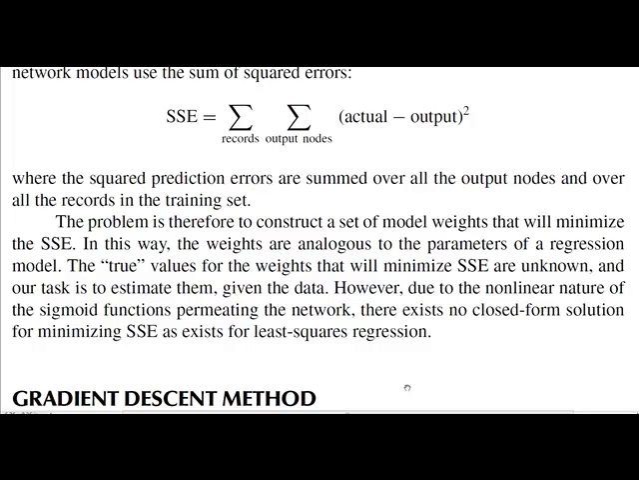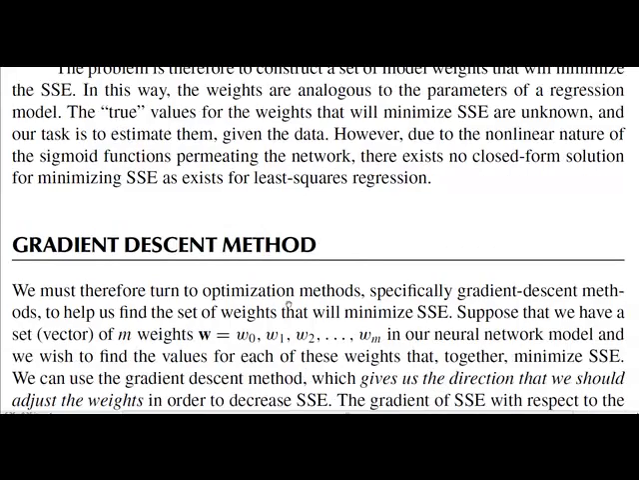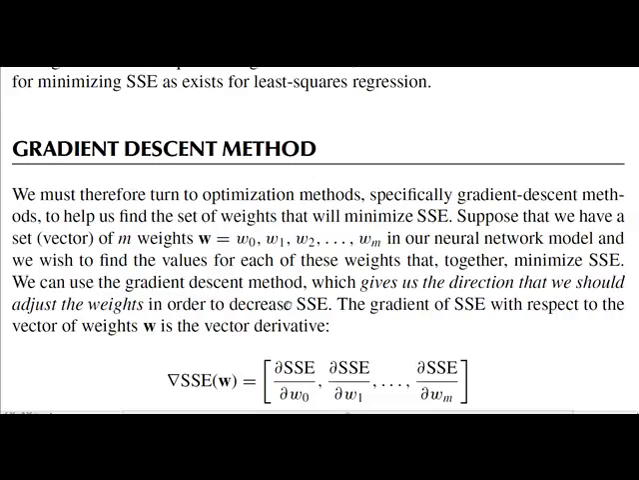However, due to the nonlinear nature of the sigmoid functions permeating the network, there exists no closed form solution for minimizing SSE as exists for least squares regression. In least squares regression, you can get the parameters given a set of data, but here you can't. So we turn to another method called the gradient descent method. We must therefore turn to optimization methods, specifically gradient descent methods, to help us find the set of weights that will minimize SSE. Suppose that we have a vector of m weights in our neural network model. Remember we had the weights, so we'll just list them as a vector. We wish to find the values for each of these weights that together minimize SSE.